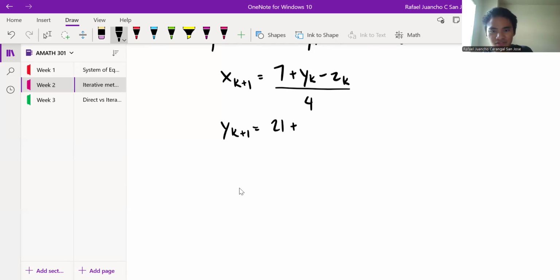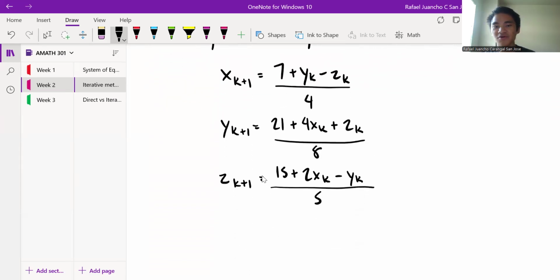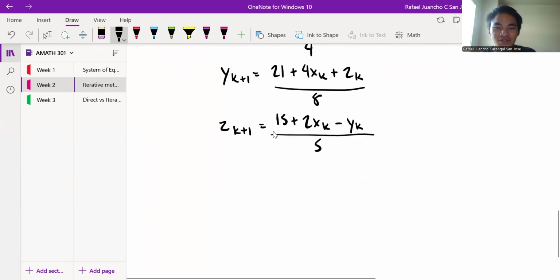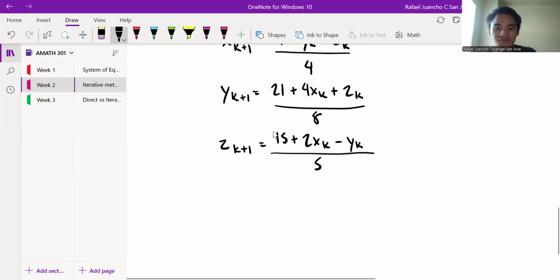21 plus 4xk, so here I'm just putting k's. Zk over 8. Then lastly, 15 plus 2xk, plus, or no, not plus, minus yk over 5. So that's the idea. So we keep on going. There's a computer that will do this for us. We just have to code it, basically. But we keep going until we find the exact x, y, z. If we don't, then it's not convergent.